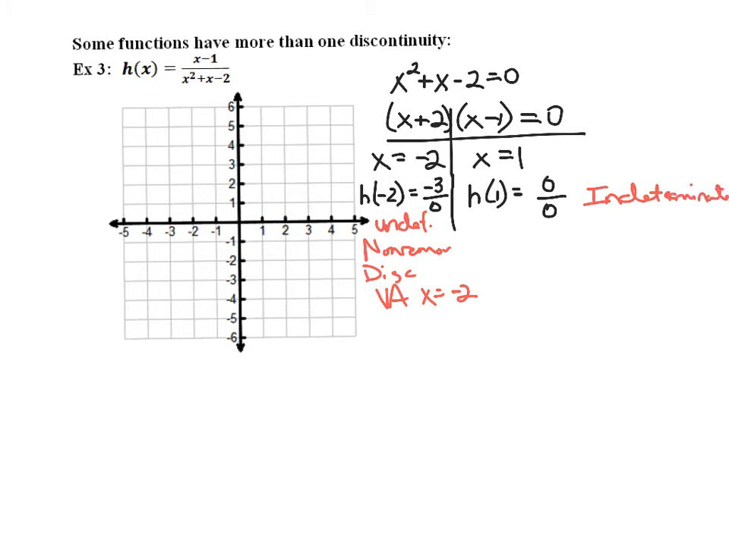So if it's an indeterminate value, that tells me that I have a removable discontinuity at x equals 1. So we are going to be able to remove that discontinuity. We're going to find where the hole is going to exist.